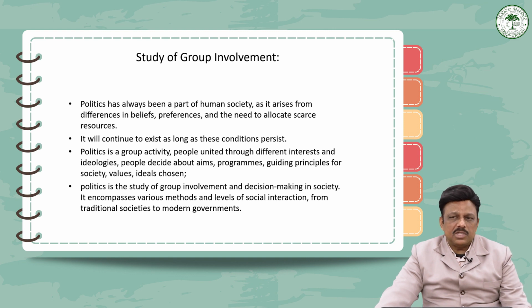People unite through different interests and ideologies, and people decide about their aims and programs, guiding principles for society, values, ideals they have chosen. And politics is the study of group involvement in decision making in society. So these people, on the basis of their values, make a program of action to achieve those goals. So studying those groups, their aims, their aspirations, it encompasses various methods and levels of social interaction from traditional society to modern government.